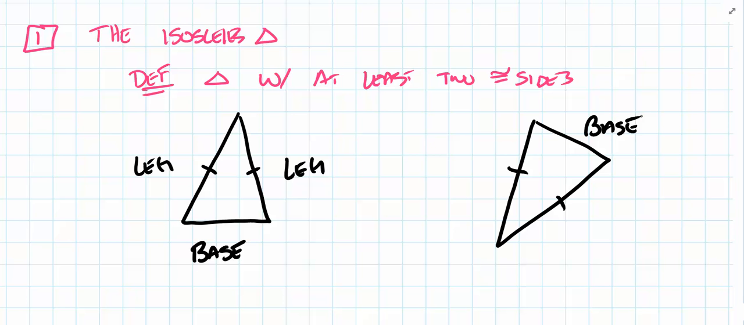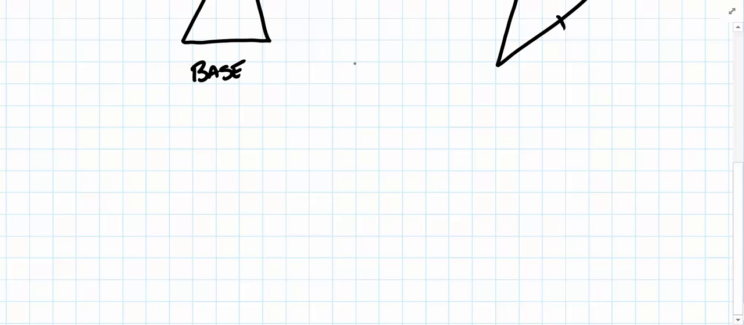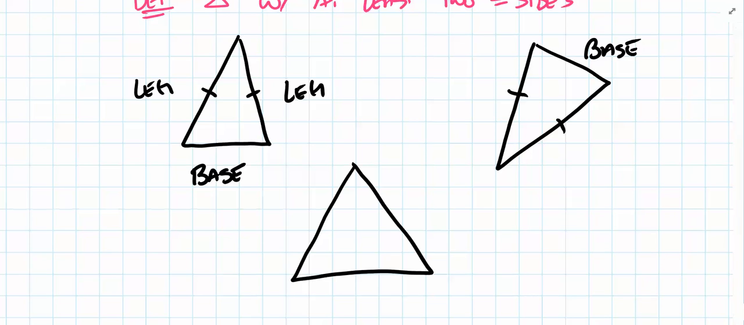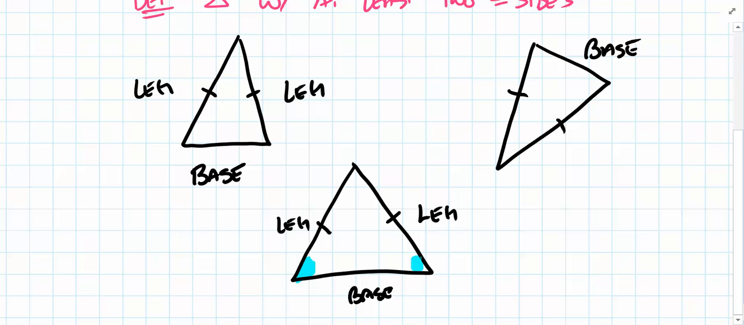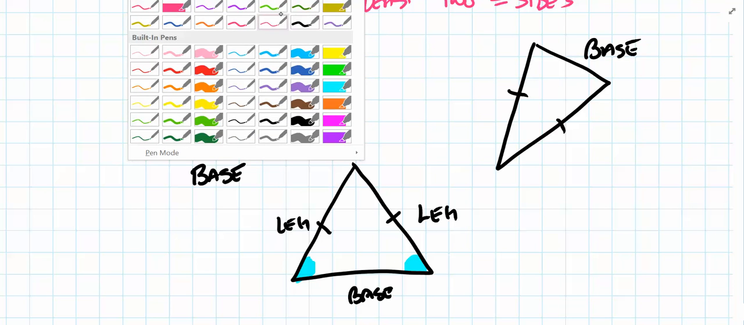Okay, so given this picture, if this is going to be a leg, and this is going to be a leg, and this is going to be a base, all right, then we have some other information here. This angle down here and this angle down here, these are going to be called something. These are going to be called your base angles.